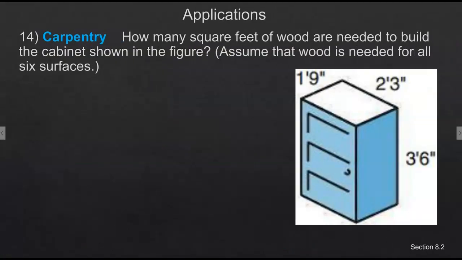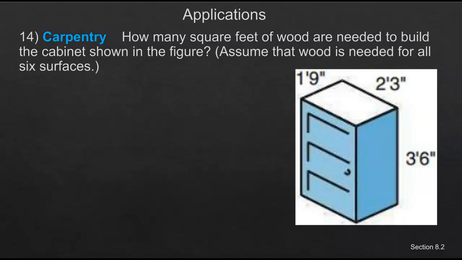Okay, so this problem is a little bit long, and we have to write out a few things to figure this out. But the first thing we have to do is change all of these to decimals. We don't want to calculate this in feet and inches. It says how many square feet of wood are needed to build the cabinet shown in the figure. Assume that wood is needed for all 6 surfaces. So think about this. We have opposite sides that are going to be equal in area, and we have 3 sets of opposite sides.